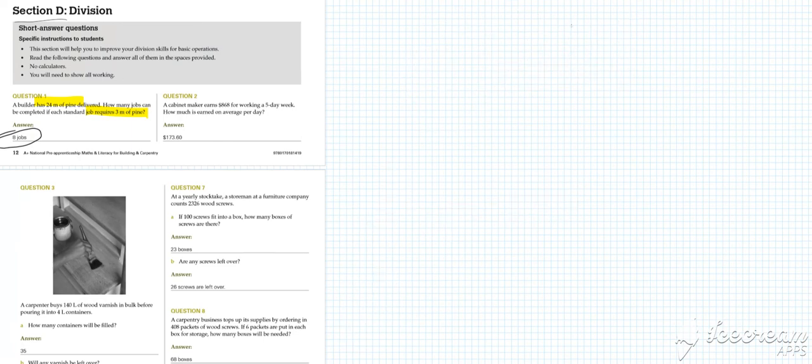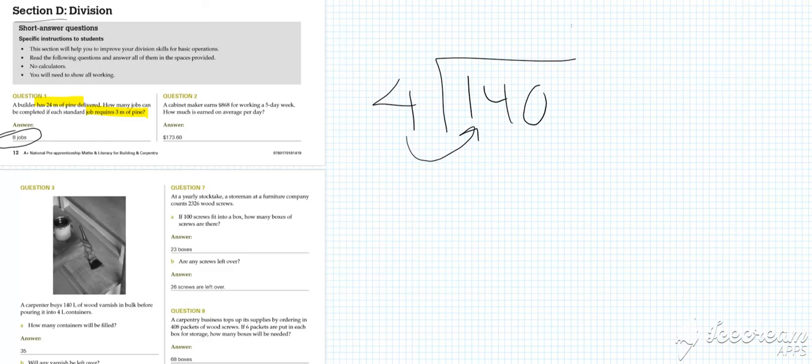All right, we're on to question 3. So the carpenter's bought 140 litres of wood varnish, and he's pouring it into 4-litre containers. So I can see big number, small number. So let's whiz through this. Does 4 fit into 1? No, it does not. 1 is too small.